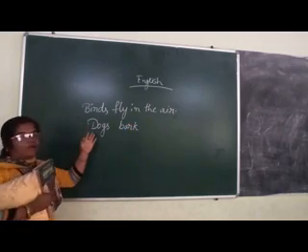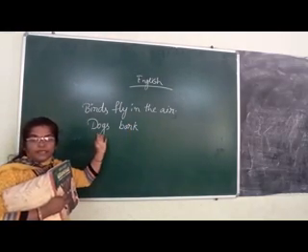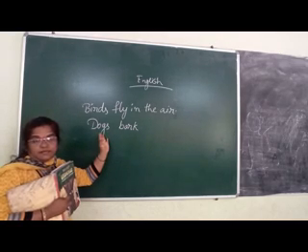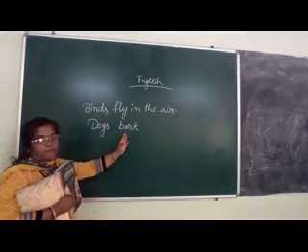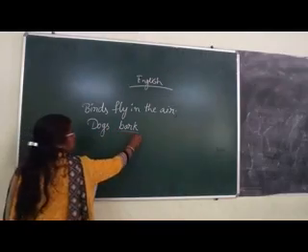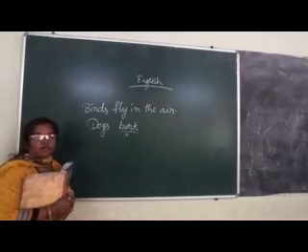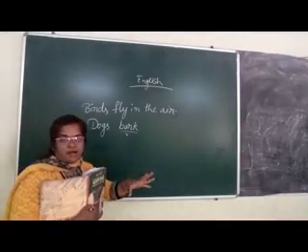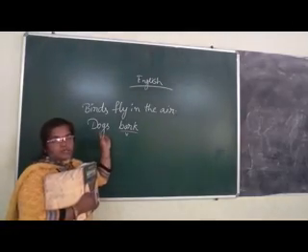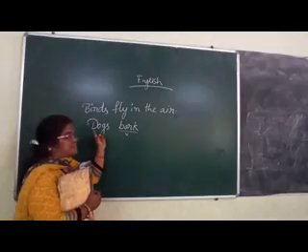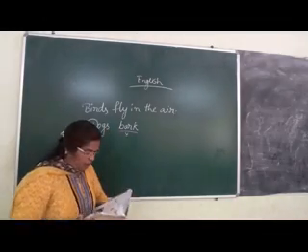Dogs bark. The noun here, is it singular or plural? It is plural. And the verb is singular. This is the verb. What is the dog doing? It barks. It is showing the action. Here, dogs bark. Dogs is plural. Okay?